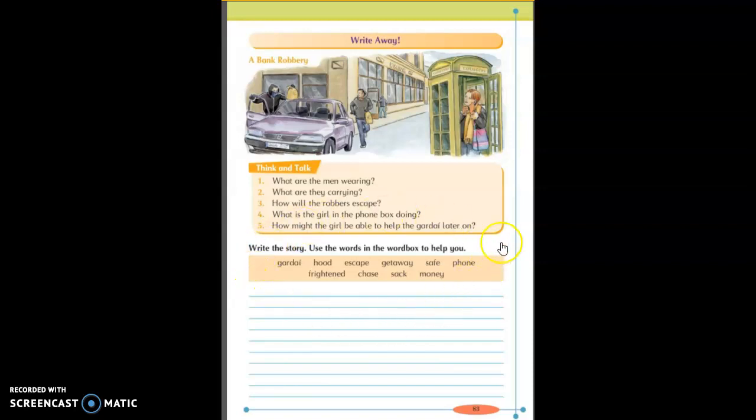Now, these are some useful words that you might need when you are writing your short story. Gardaí, hood, escape, getaway, safe, phone, frightened, chase, sack, money. Can you think of any other interesting words that you might need? And can you write them in the space around the word box? You can ask your helper to spell them for you. Okay, now we are ready to start.